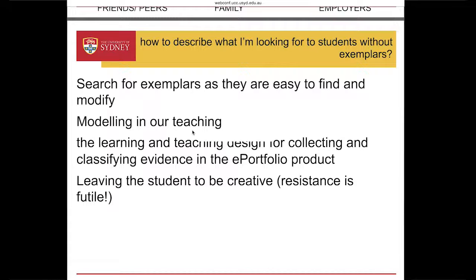Students would like templates all the time, and there are times when we just turn around and say, well, no, this time you know what you've got to put in there, you do your own thing. That's why we put "resistance is futile", because sometimes students just have to be creative.